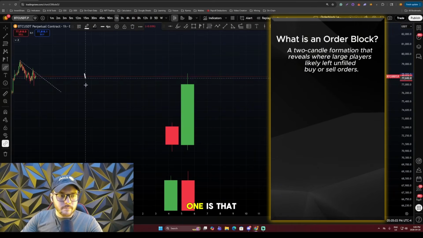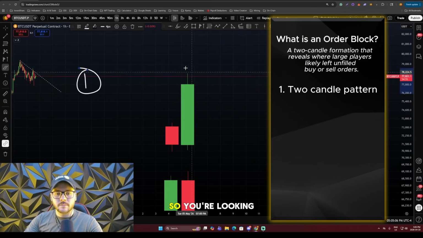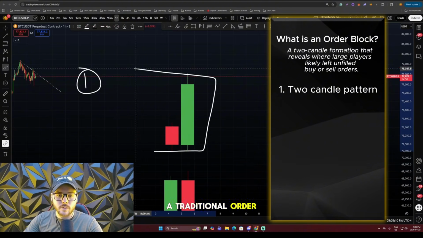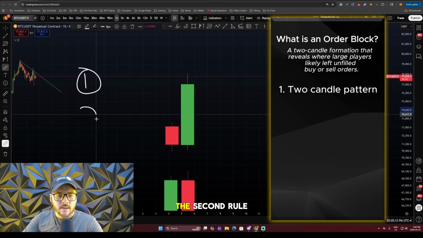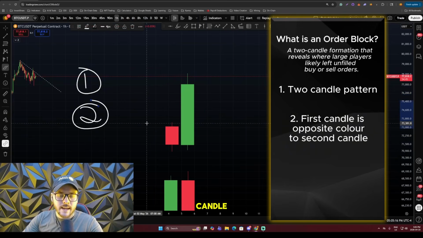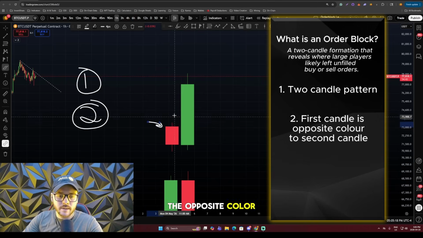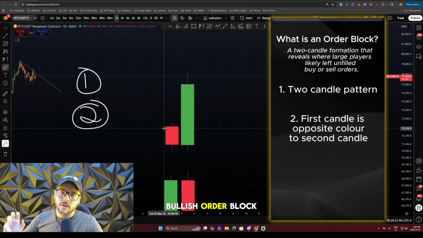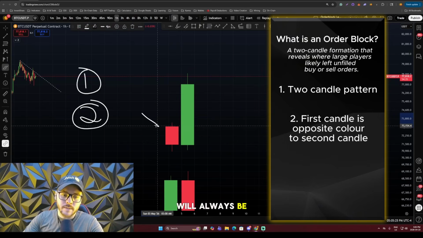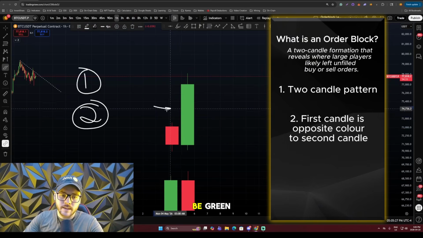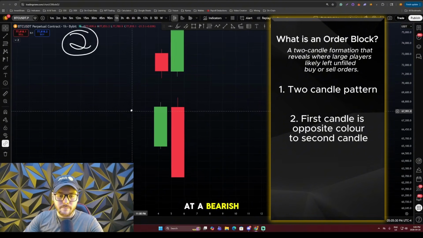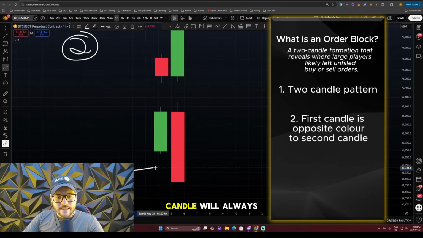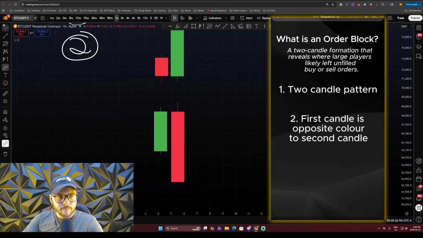So rule number 1 is that it's 2 candles. You're looking for 2 candles that look a lot like this. This is a traditional order block example. The second rule is the first candle will always be the opposite color of the second candle. So if you're looking at a bullish order block, the first candle will always be red and the second candle will always be green. If you're looking at a bearish order block, the first candle will always be green and the second candle will always be red.